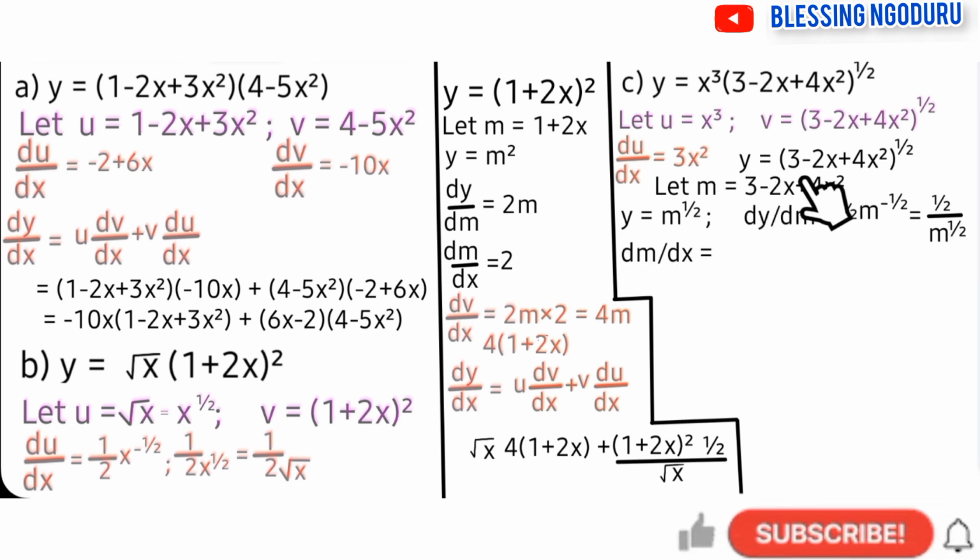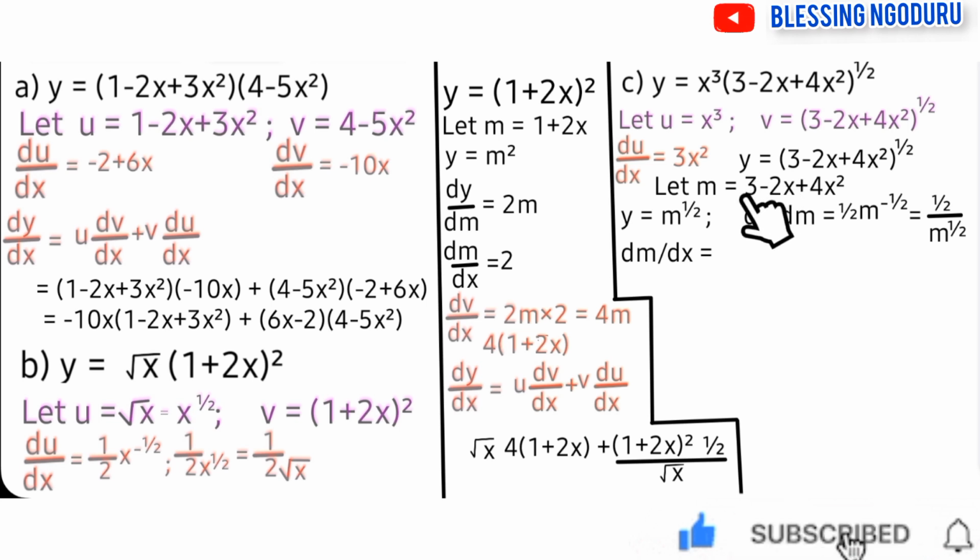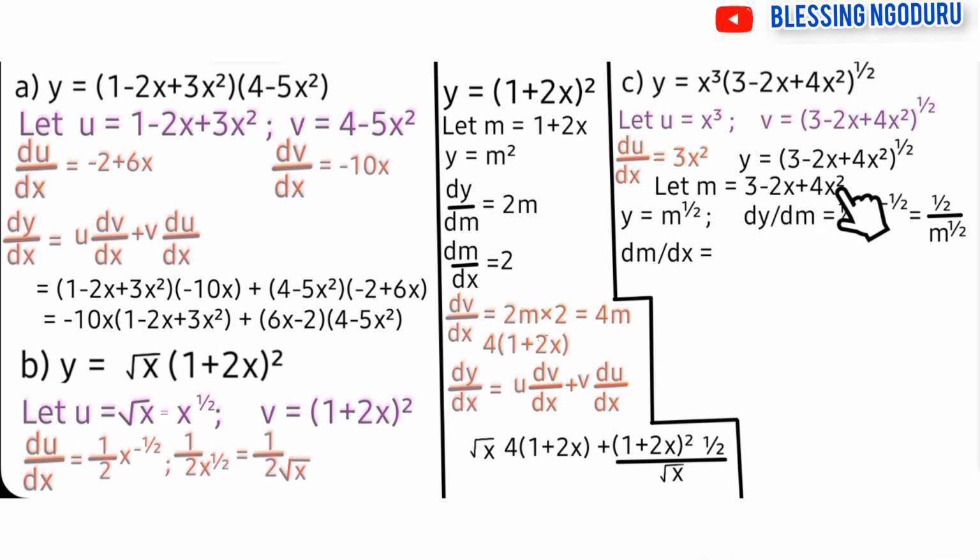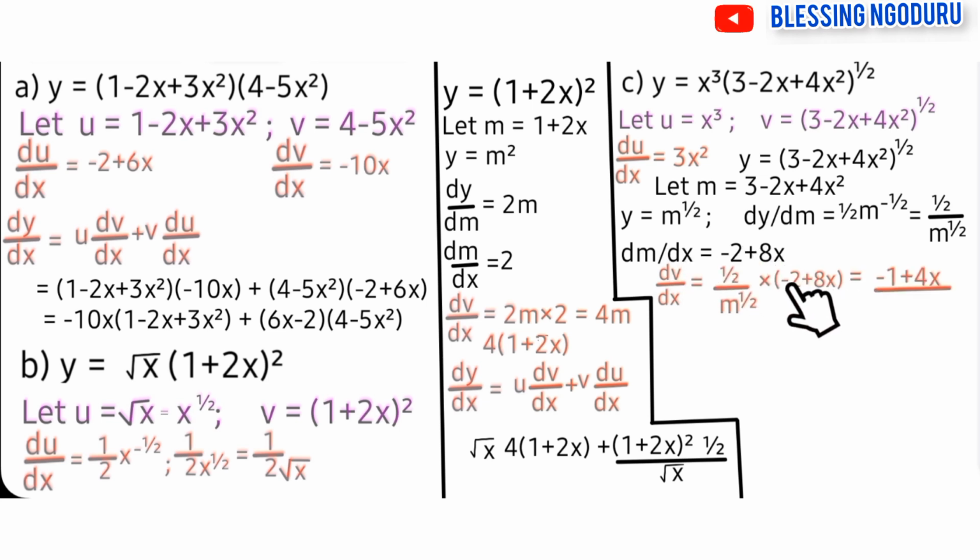Now let's differentiate this, and we call that dm by dx. Neglecting the constant being 3, we'll focus on minus 2x plus 4x squared. Differentiating minus 2x gives minus 2, plus differentiating 4x squared gives 8x. Now multiply the dy by dm value by dm by dx. Minus 2 times 1 over 2 gives minus 1, plus 8x times 1 over 2 gives 4x. Divide by m, and our m value is this, then raised to power 1 over 2.